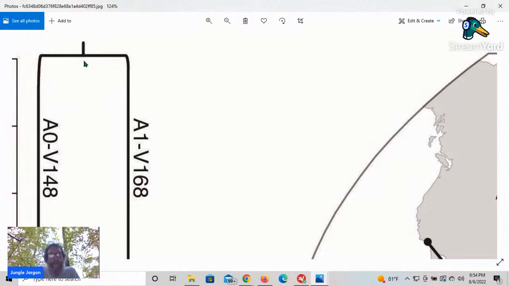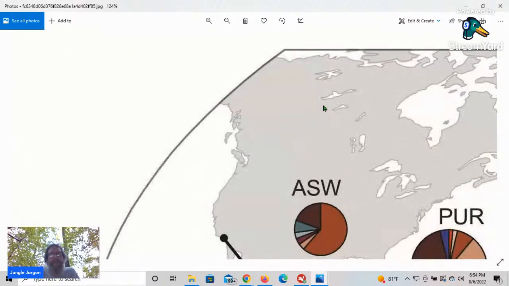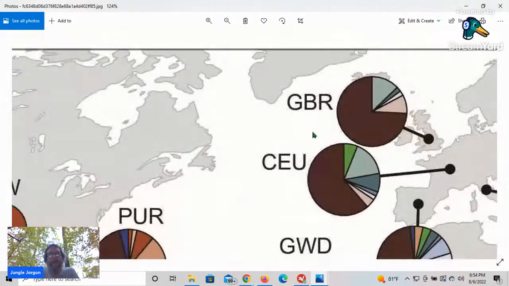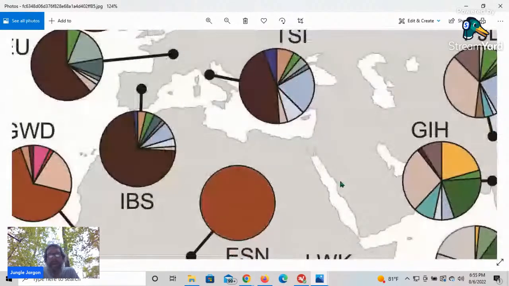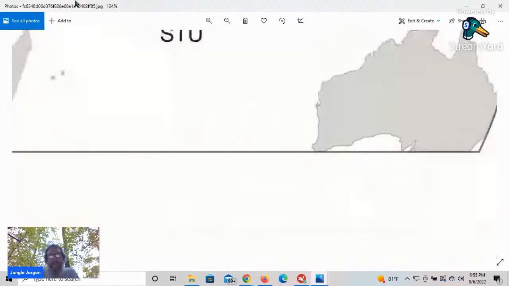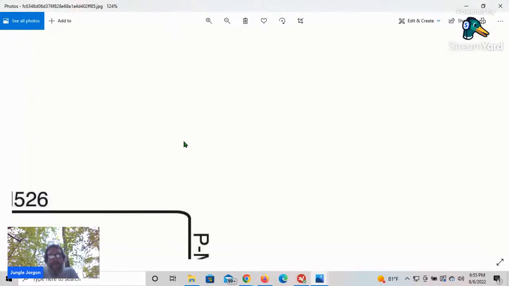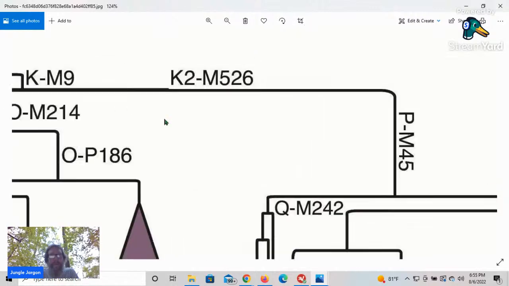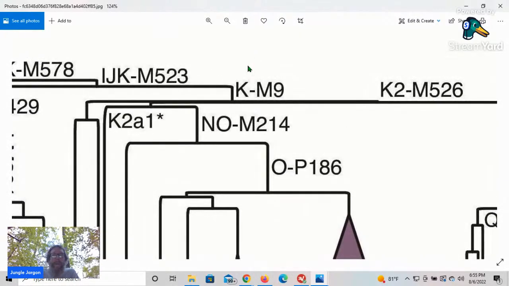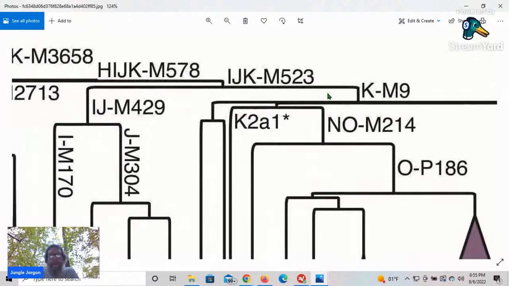The only problem is that Ham was the baby boy. Ham was born after Japheth and Shem. Japheth was born first, then Shem was born, and then Ham was born. So you root the tree where? You have to root the tree with Japheth here. You have to root the tree right here. You know what I'm saying?